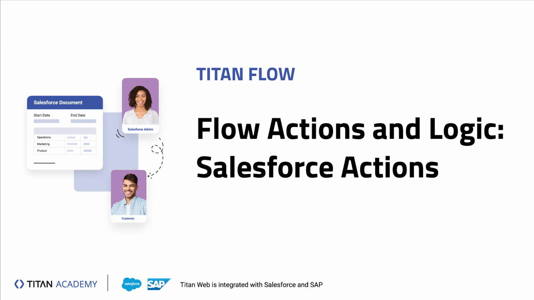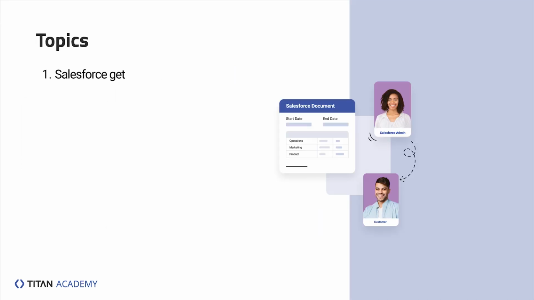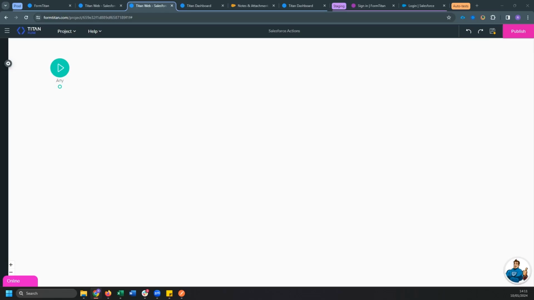Today, we will cover Salesforce Actions in Titan Flow. Salesforce Actions allow you to retrieve records from Salesforce, create new records, as well as update or delete existing records. In today's example, I'm going to be receiving an input into my flow of a contact ID, and I'm going to be finding a specific image under that contact ID. I will then take that image, compress it, and push it back to the contact, deleting the original image.